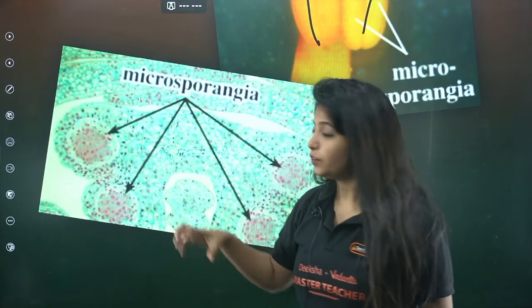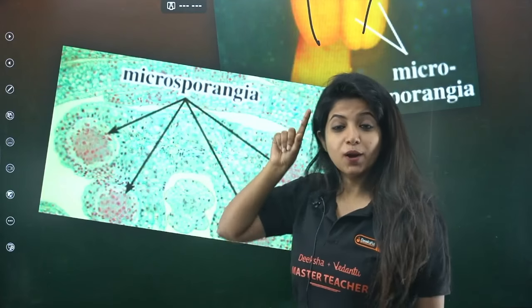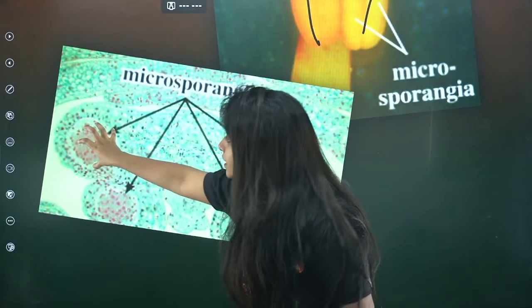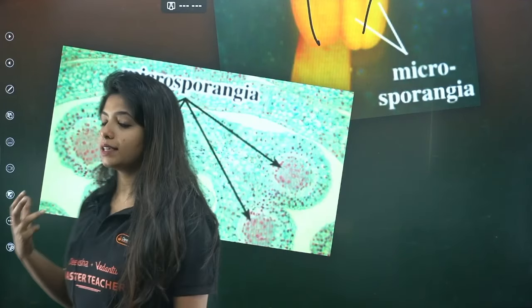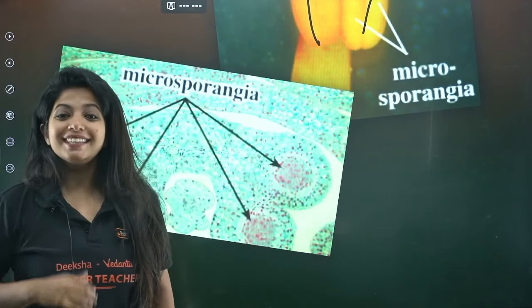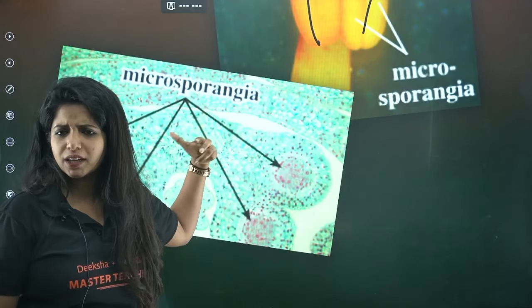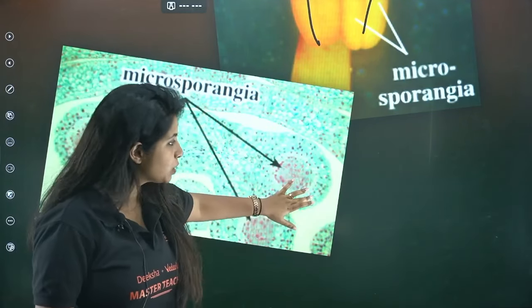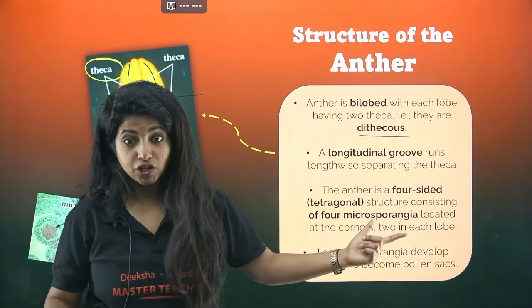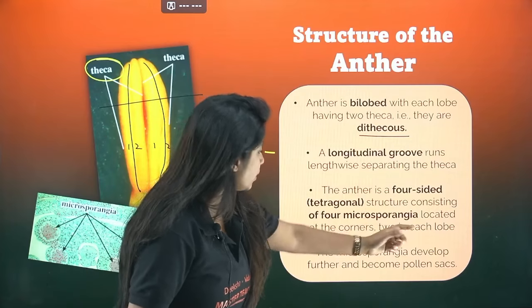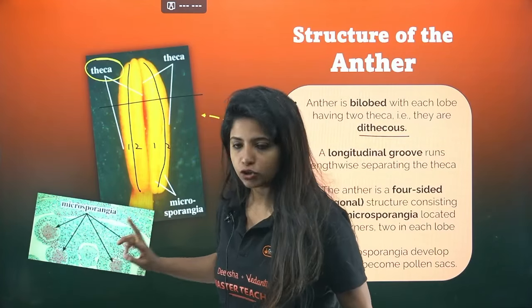And each side will be having something like this, which you call what? Microsporangia. One microsporangium will be there at each corner. This is microsporangium, or you can also call it a pollen sac. Later on, this is something that is going to give us lots of pollen grains, which is why I can call it a pollen sac also. So the anther is 4-sided, consisting of 4 microsporangia located at the corners, 2 in each lobe. So in one lobe, you have 1 and 2.